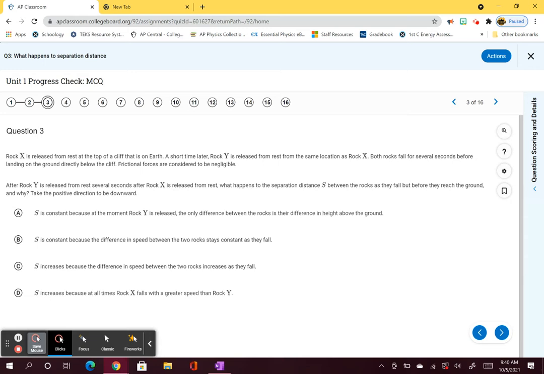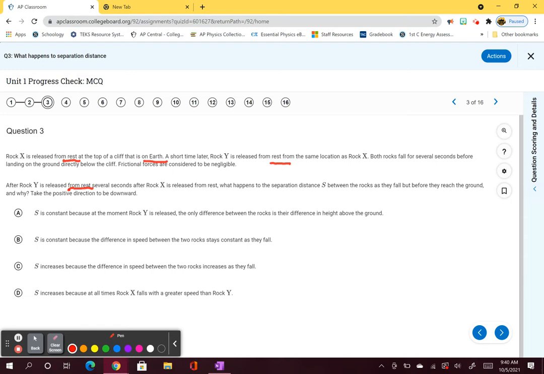So again, we have a very similar setup, or the exact same setup. Rock X is released from rest at the top of the cliff. That is on Earth. So we still have important information. We still know it's rest on Earth. A short time after, rock Y is released from rest, the same location as X. Both rocks fall several seconds before landing on the ground directly below the cliff. Frictional forces are negligible.